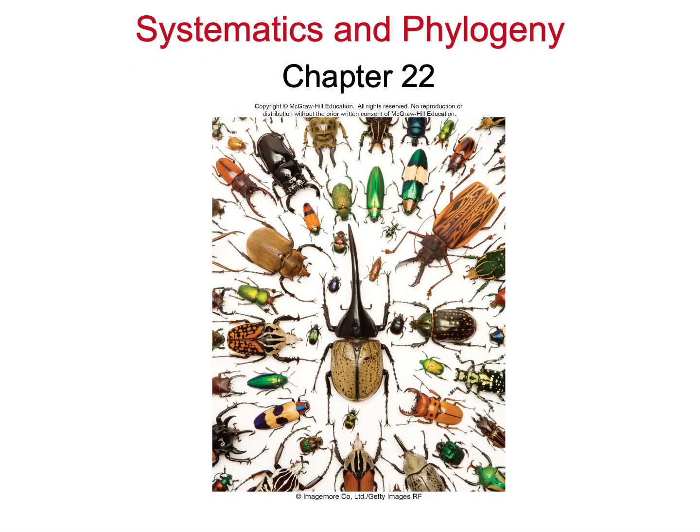Hello everyone, welcome to another chapter of Understanding Biology, Chapter 22, Systematics and Phylogeny. As you learned previously about evidence for evolution in Chapters 20 and 21, now we are going to understand systematics and phylogeny in this chapter.